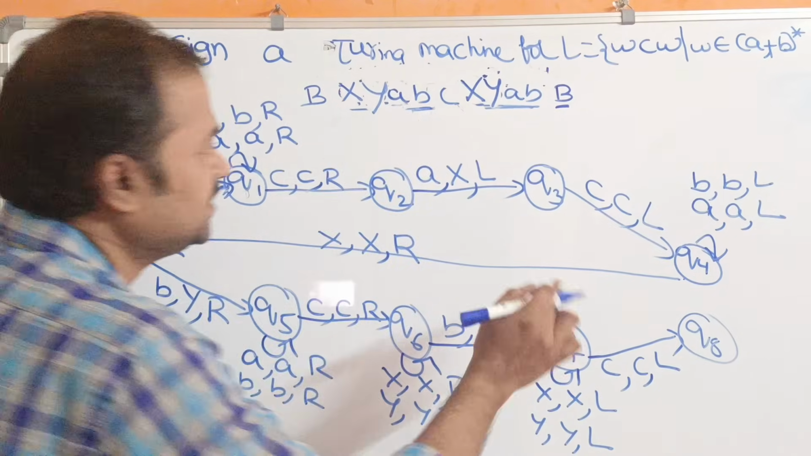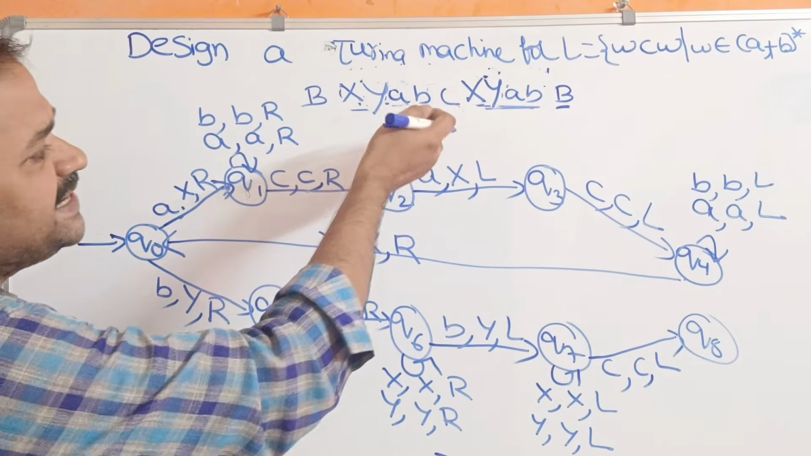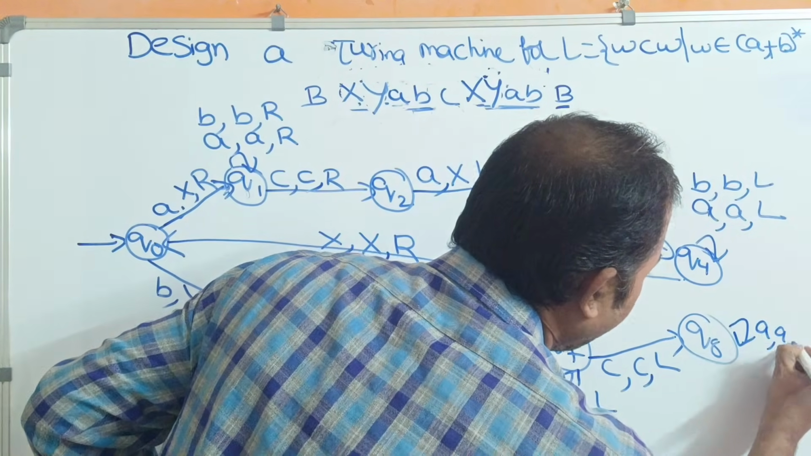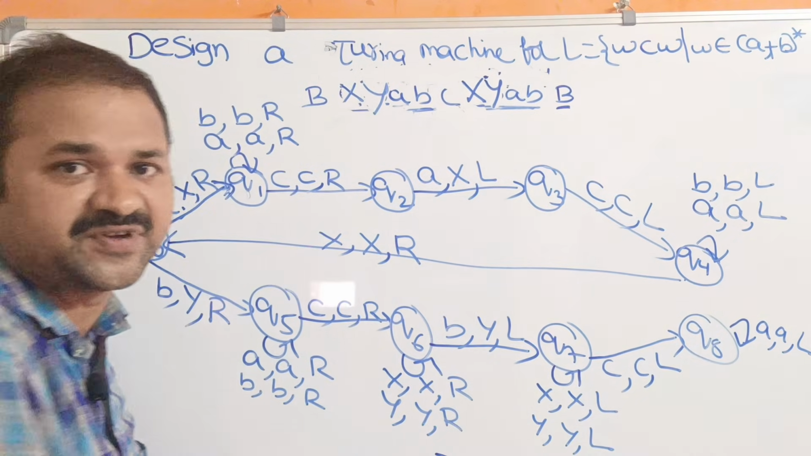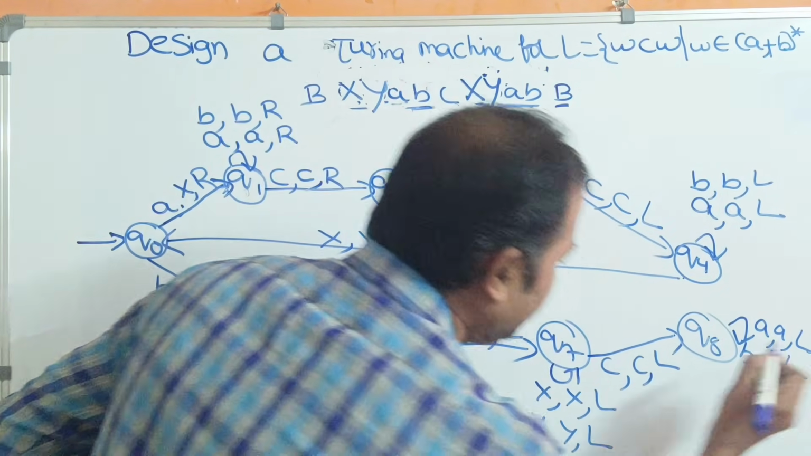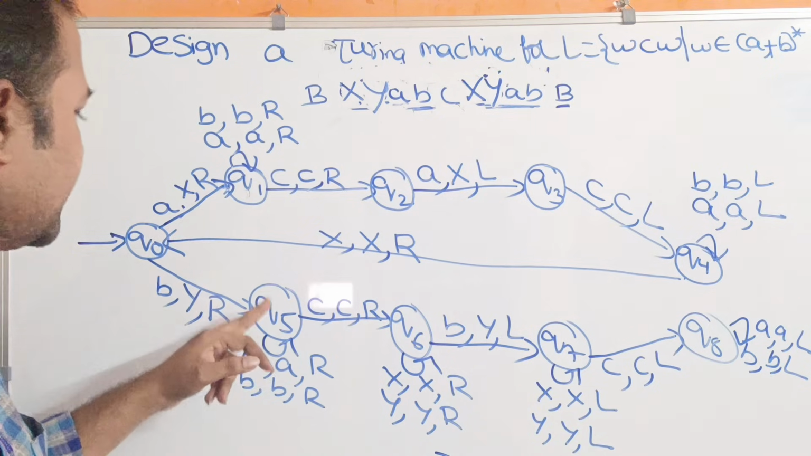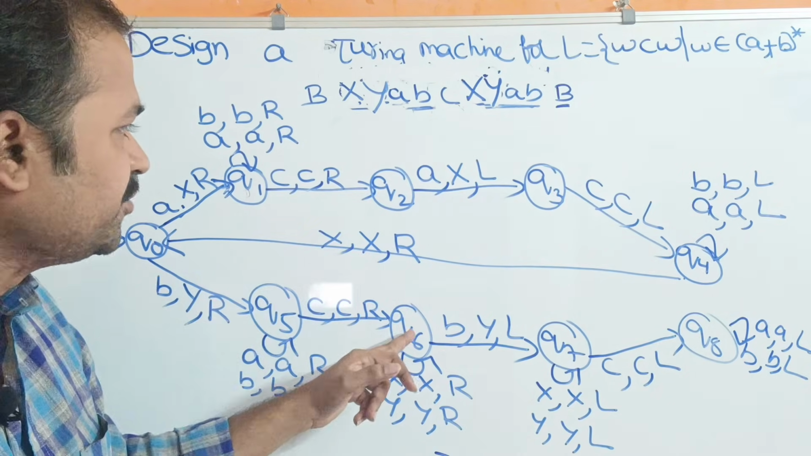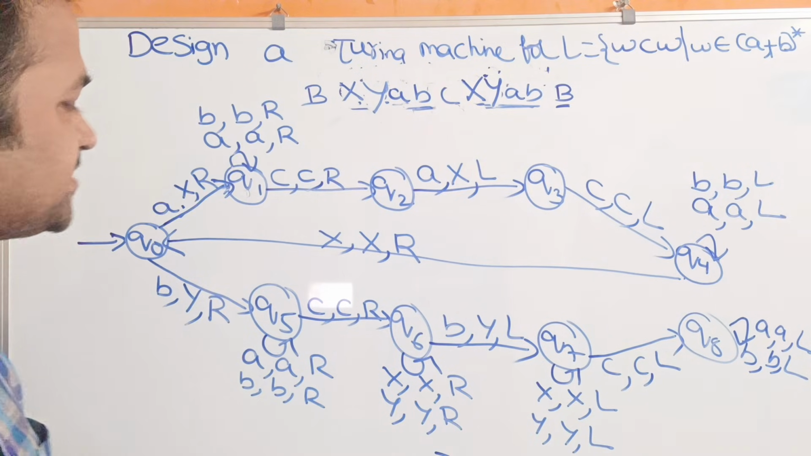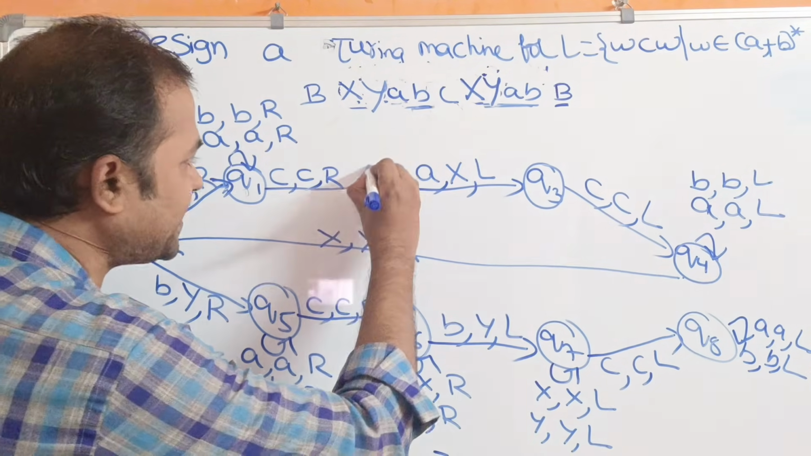So on Q8, we can read any number of A's and B's. Keep it the same, but move the head towards the left. So A, A, left. Next B, B, left. So here Q1 and Q5 are same, Q2 and Q6 are same, Q3 and Q7 are same, Q4 and Q8 are same. So directly here we can write the transitions.